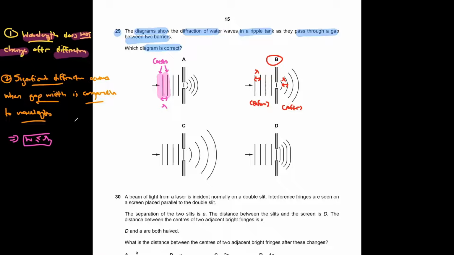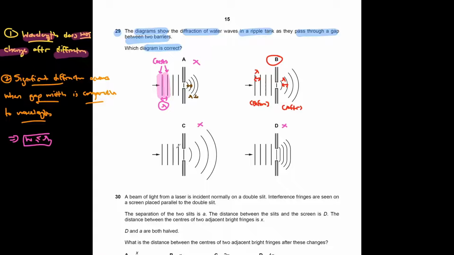Okay. So if you just look at criteria number 1, where wavelength does not change after diffraction, this will have automatically told you A, C, and D are out. Because if you just look at the spacing of the lines, or rather the distance between the crests after diffraction, they are actually not the same. See, for A, it was like this before diffraction. Then after diffraction, it became like this. The wavelength has suddenly dropped.